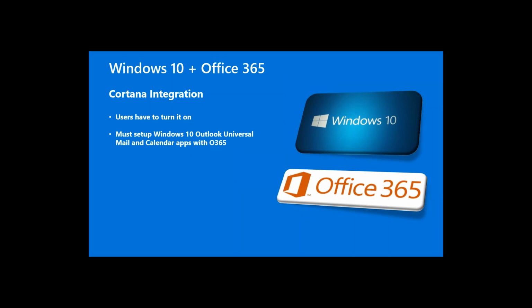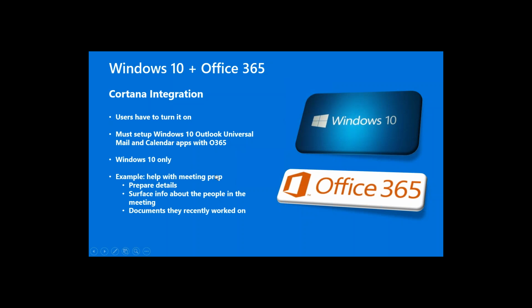It doesn't preclude you from using Outlook. I use Outlook. I have it set up in those apps, and so then Cortana can reach into my email and my calendar to access things like meetings or travel plans and those sorts of things. It is for Windows 10 only. Obviously, Cortana doesn't exist on previous versions of Windows for the desktop, so you have to have Windows 10 to make this work. One example of what Cortana will do when you do this integration is meeting preparation.